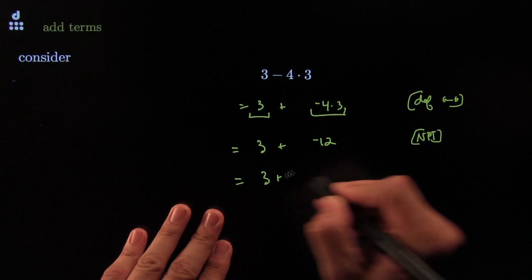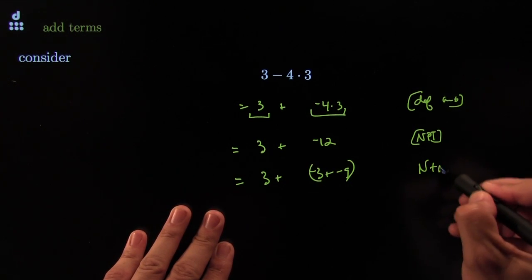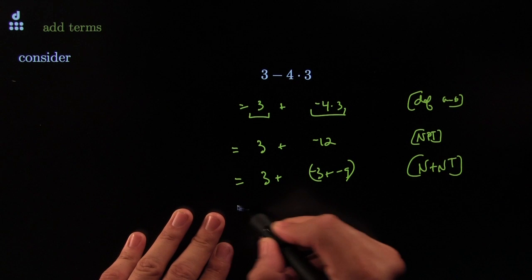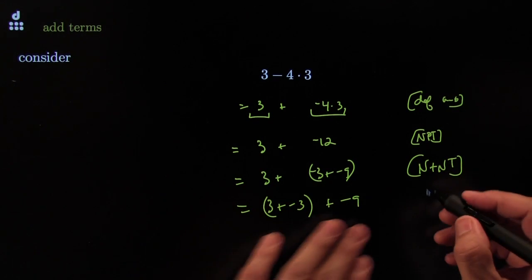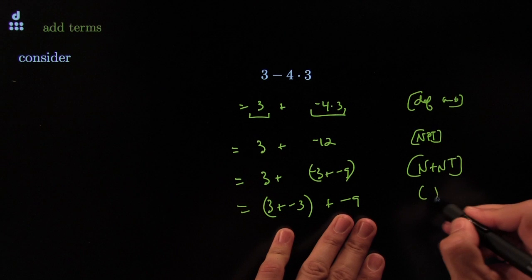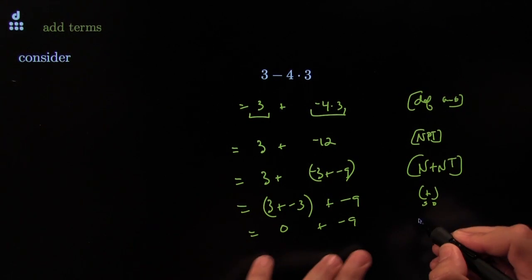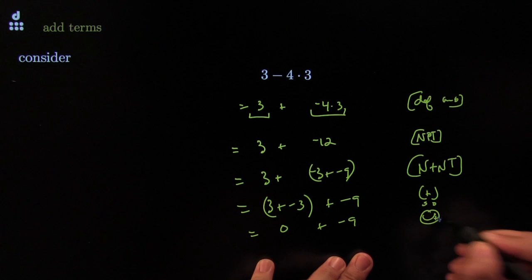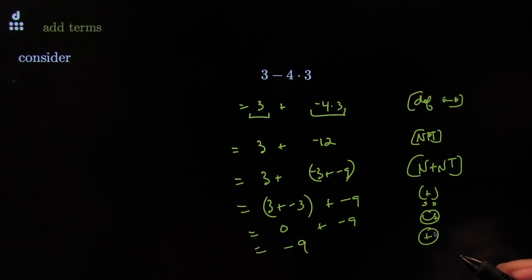And of course that means 3 plus negative 3 plus negative 9 by negative plus negative theorem. And of course that means 3 plus negative 3 plus negative 9 by associative law of addition. And of course that means 0 by additive inverses. And of course that means negative 9 by additive identity.